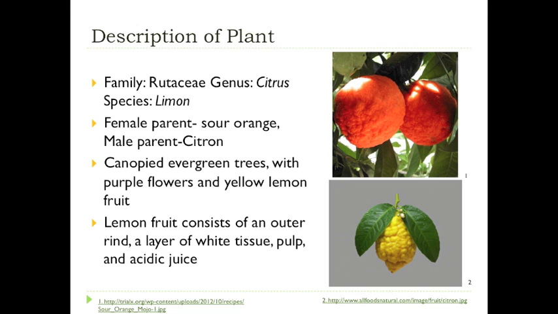Although there are 10 different types of lemon that have some differentiation in their morphology, there are some commonalities between them. For instance, all types of this species are canopied evergreen trees, which produce clusters of purple-colored flowers and lemon fruit. The lemon fruit is normally yellow in color and consists of an outer rind and a layer of white tissue called albedo, pulp, and acidic juice.